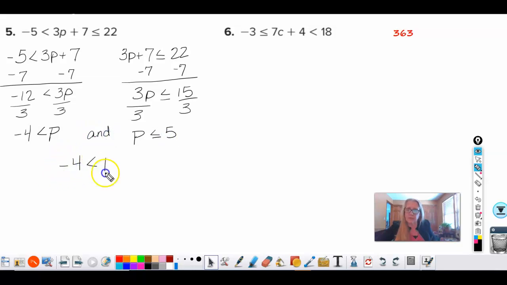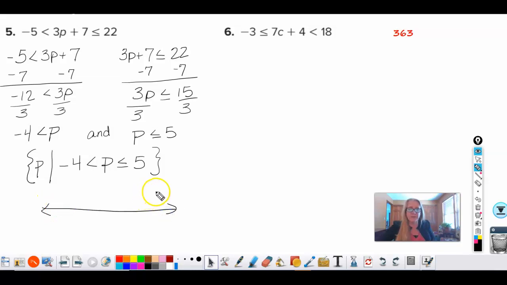-4 is less than p, which is less than or equal to 5. In set builder notation, this would look like this. You would have a p and then a line, and then you would have another bracket like that. How would that look on a graph? Because they will ask you to graph them, but the graphs are multiple choice also.